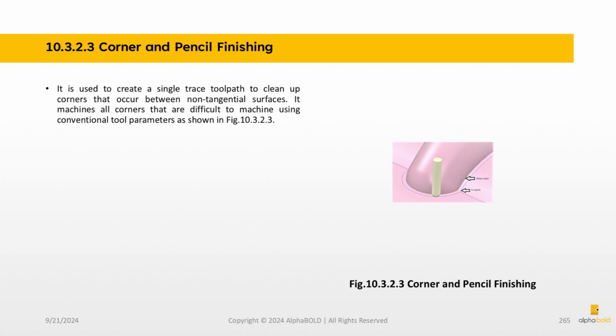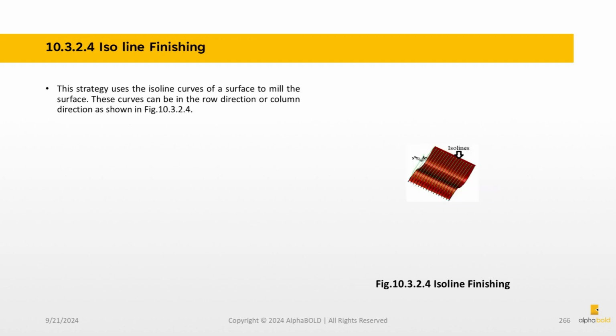Corner and pencil finishing is used to create a single trace toolpath to clean up corners that occur between non-tangential surfaces. It machines all corners that are difficult to machine using conventional tool parameters. ISO line finishing. This strategy uses the ISO line curves of a surface to mill the surface. These curves can be in the row direction or column direction.